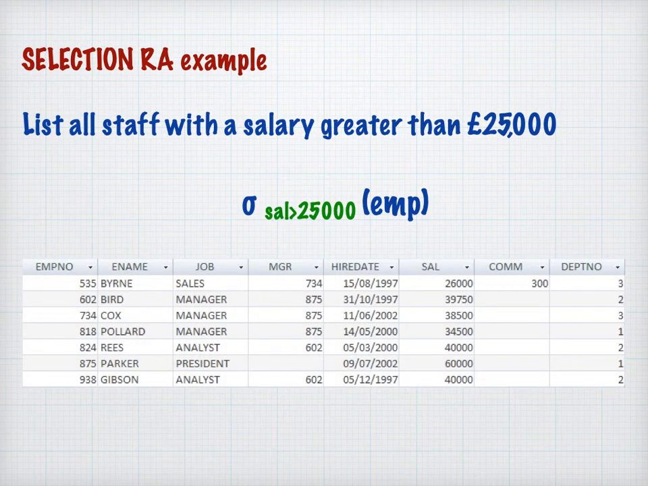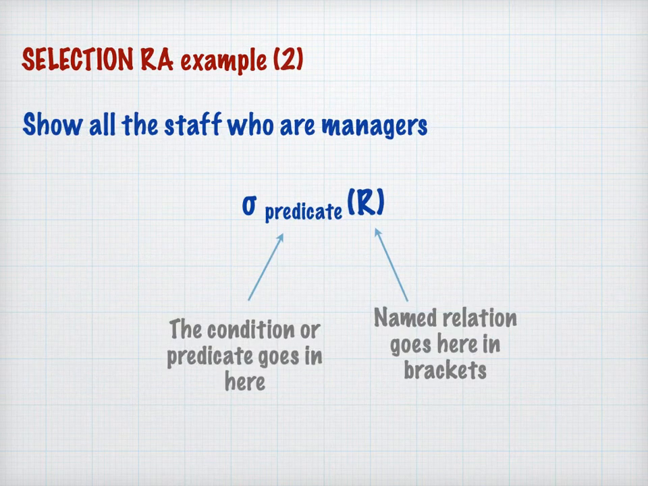So let's do another example. Say we wanted to see all the staff who are managers. Now, we just follow the process through again. We start off and we go, okay, which particular table are we interested in? Well, we know it's going to be the emp table, so we pop emp in there. We know it's going to be a selection. We're particularly interested in rows where they are managers.